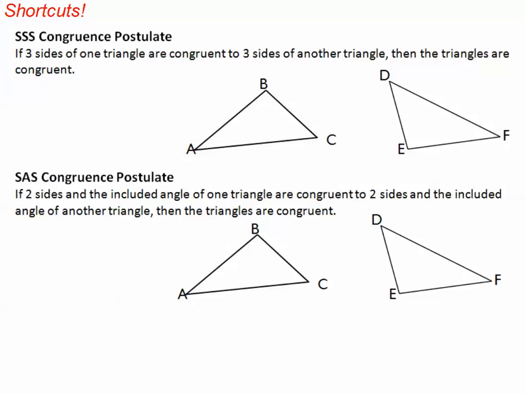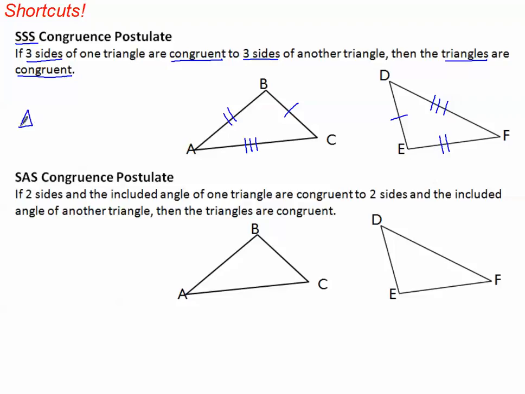And here's our first one, the side-side-side congruence postulate. If three sides of a triangle are congruent to three sides of another triangle, then the triangles are congruent. What does that look like in a picture? Well, let's say side BC is congruent to side DE. Side AB is congruent to side EF, and side AC is congruent to side DF. That is enough information to say this triangle is congruent to this triangle.